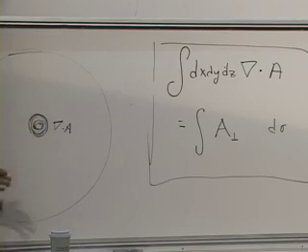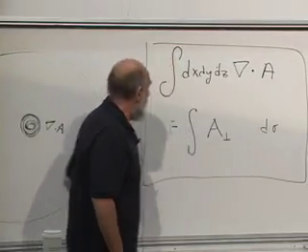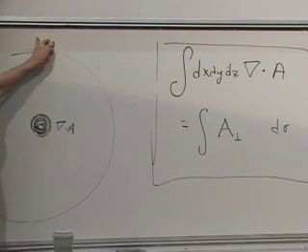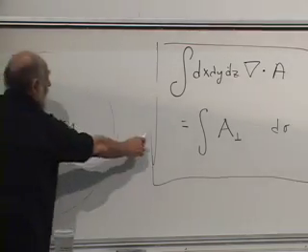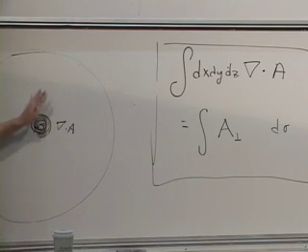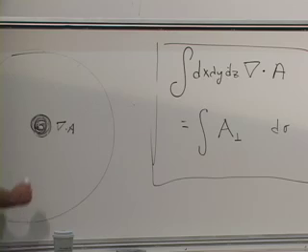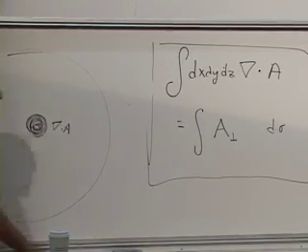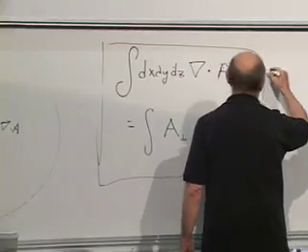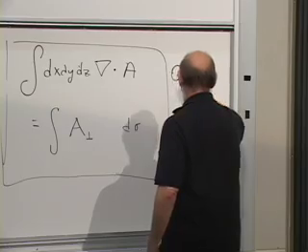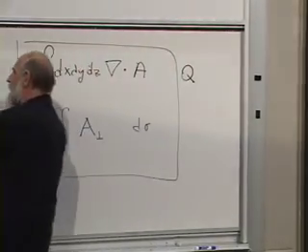Why? Because the integral over the divergence of A is entirely concentrated in this region here, and there's zero divergence on the outside. So first of all, the left-hand side is independent of the radius of this outer sphere as long as the radius of the outer sphere is bigger than this concentration of divergence. So it's a number. Let's call that number Q. That's the left-hand side, and it doesn't depend on the radius.